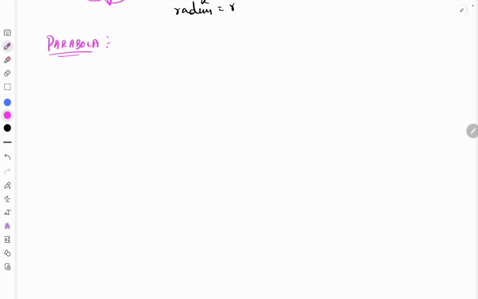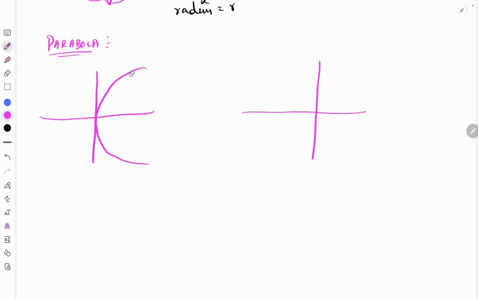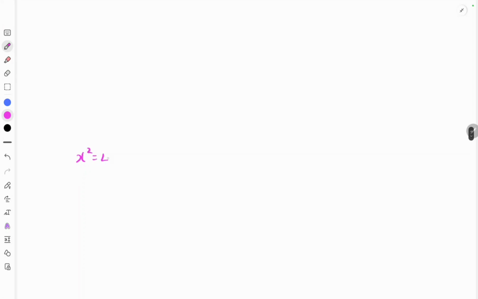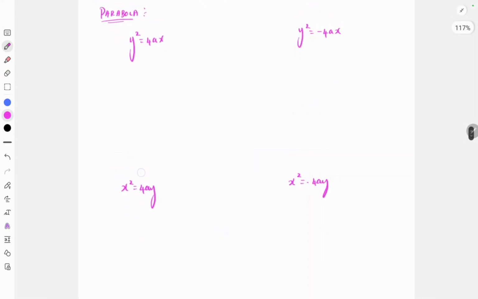So in this parabola, we have 4 forms. One is y square equal to 4ax, y square equal to minus 4ax, and next x square equal to 4ay, and x square equal to minus 4ay. And now I will draw the graph for each and everything.